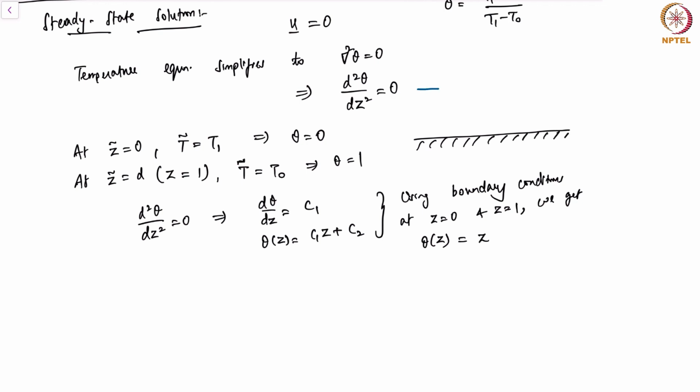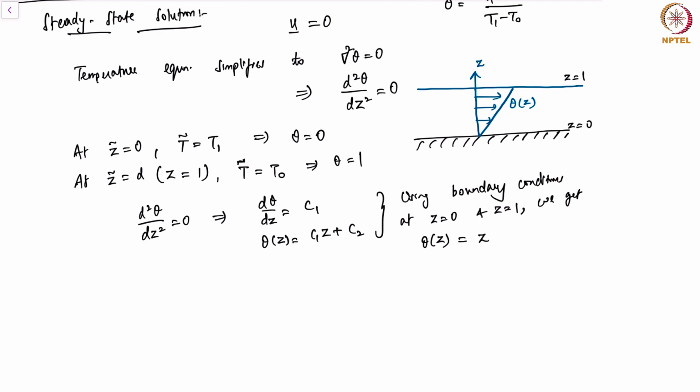So the problem that we have now is a hot plate and an interface. The hot plate is at z equal to 0, the interface is at z equal to 1. Then we have a temperature distribution which is linear. This is theta versus z, where z is vertically up.